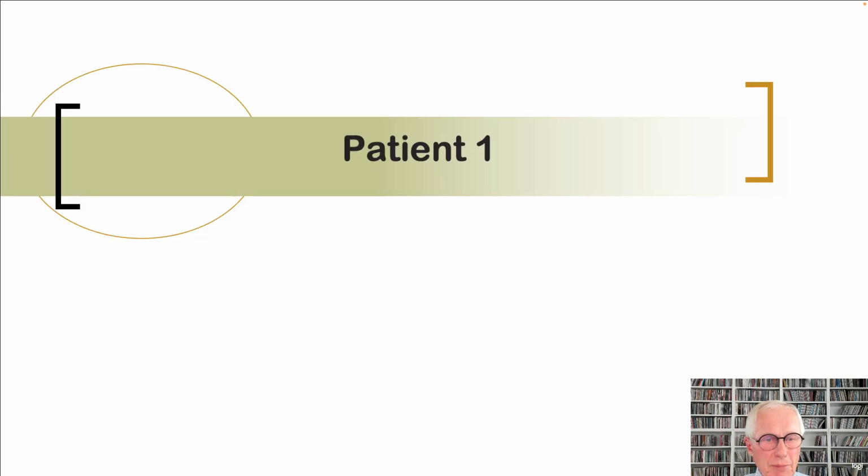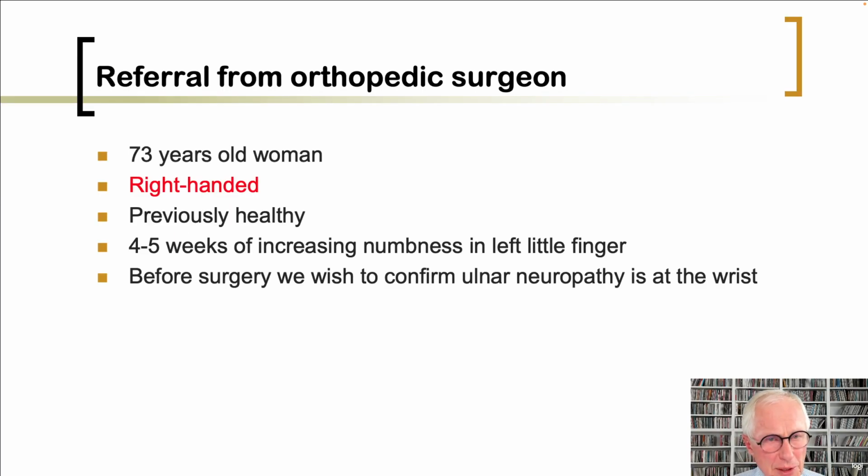So let's look at the patient. This patient is referred from an orthopedic surgeon. It's a 73-year-old woman. She is right-handed, previously healthy, and for about a month before the EMG, she has increasing numbness of her left little finger. And the orthopedic surgeon is quite anxious to operate on her, and he believes the ulnar neuropathy is at the wrist.